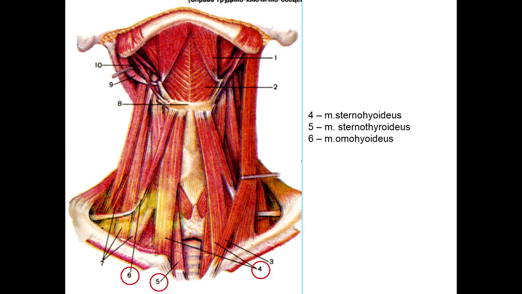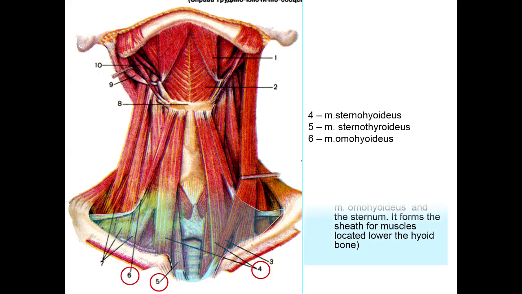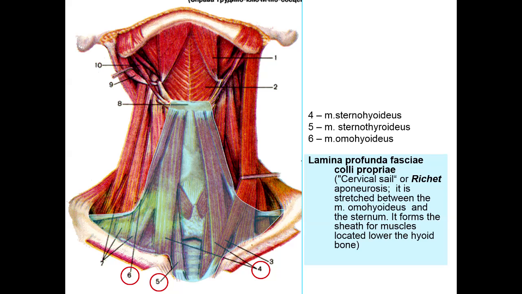And this lamina profunda fascia colli propria looks like really a cervical sail. This blue color demonstrates the position of this lamina. Only in this region between the musculus omohyoideus from the right side and left side, and between hyoid bone and sternum.